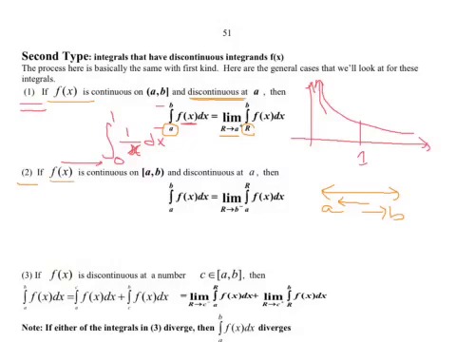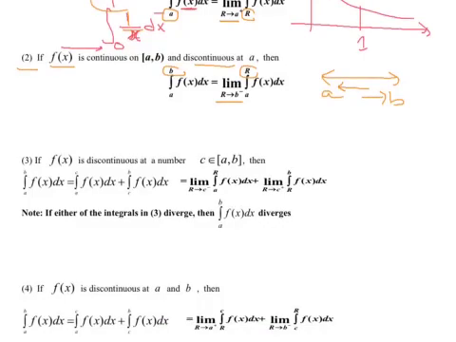If f of x is discontinuous at b, so if the function is infinity here, then we have to replace b by r and say r goes to b from the left. And if the function is discontinuous not at a or b, but at a number between a and b, in order to replace this number by r, we have to break the integration at the number which is c, where we have discontinuity. Then we have to do two integrations. Replace c by r in every case. And like we said before, if the first one is divergent, then we stop and we say this is divergent.